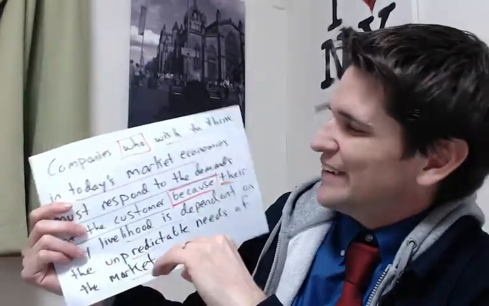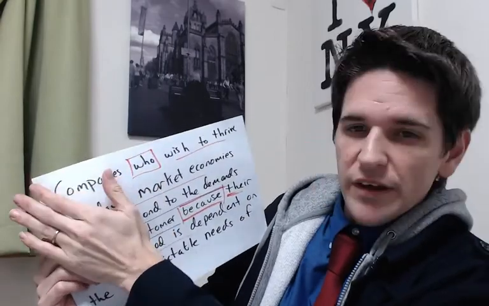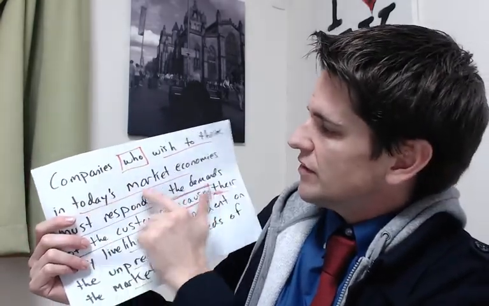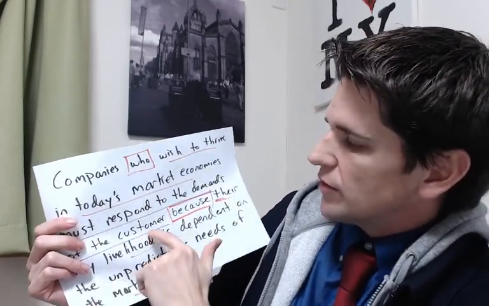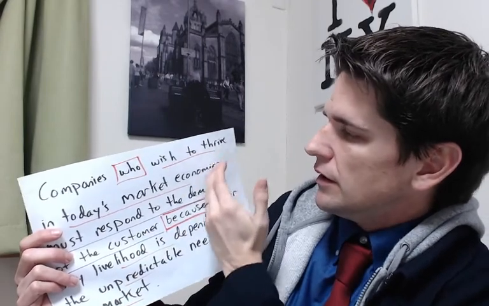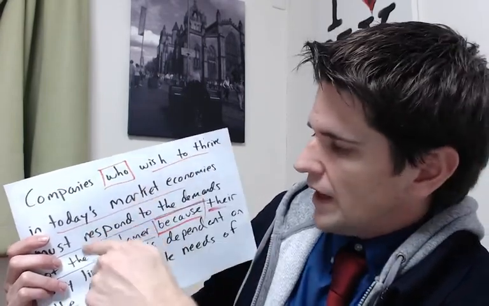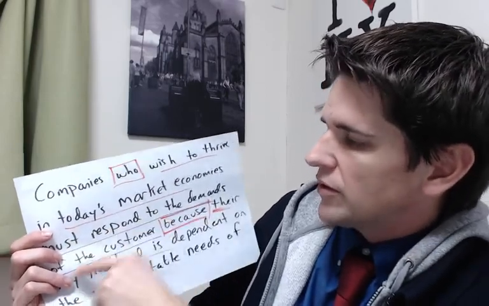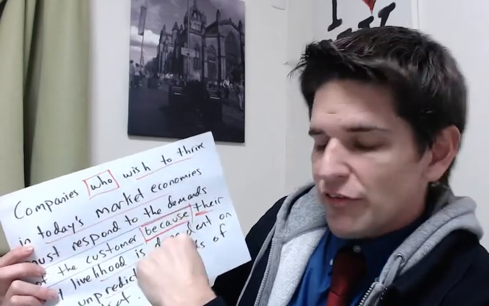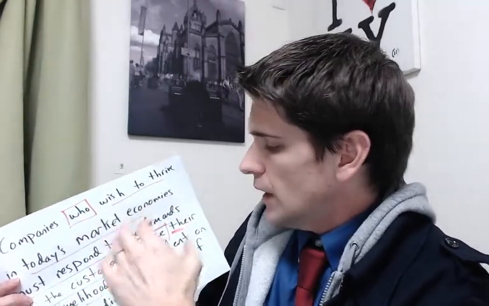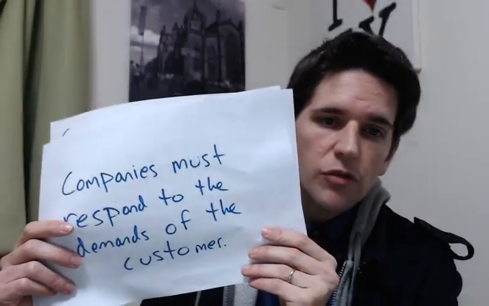Okay. So this is extra information. Companies, okay, so I know that's the topic. And then who wish to thrive in today's market economy. So that's extra information. Must respond to the demands of the customer. Okay, so here, this is all this extra information. And then here comes companies must respond to the demands of the customer. That's the most important piece of information. And then after this, they use this word because to explain why it's important. But that's not the main idea. The main idea is that companies have to respond to the needs of customers.